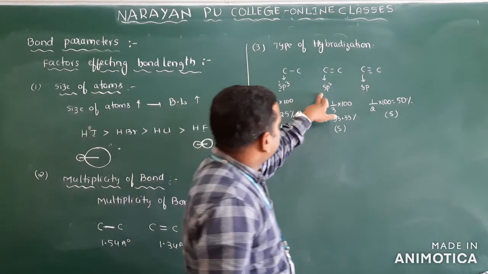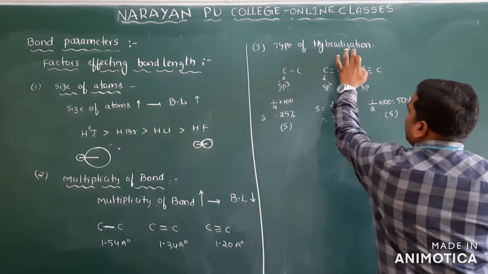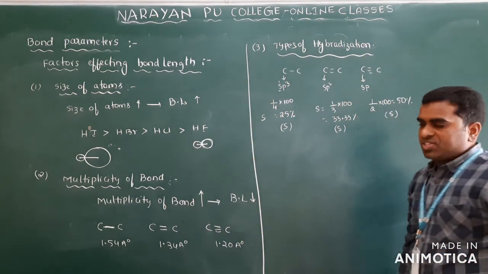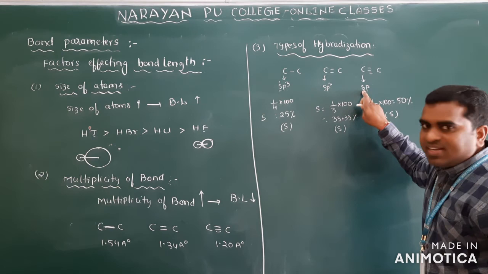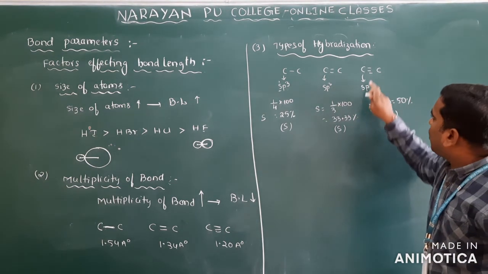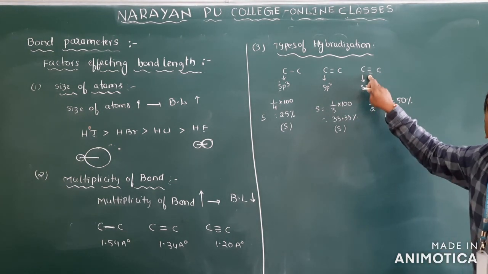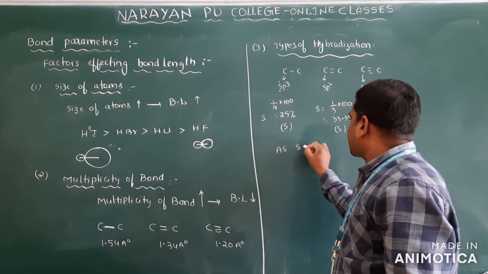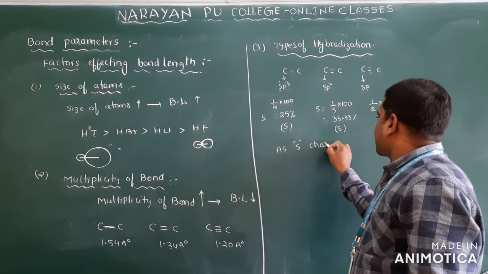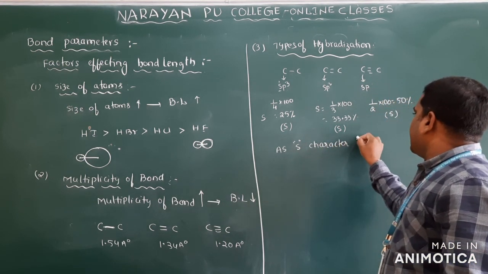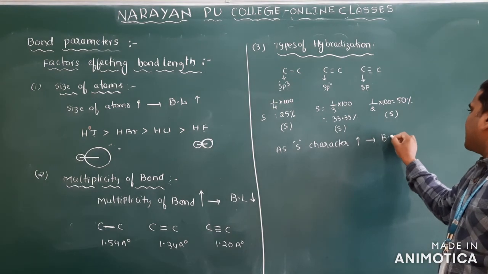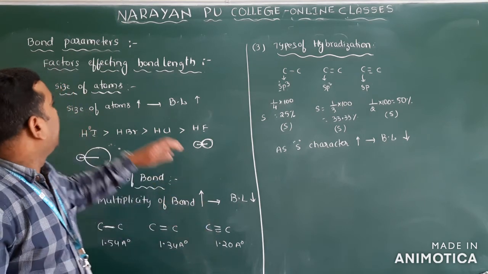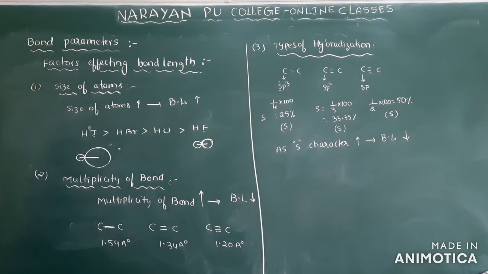So here sp3, sp2, sp are what we call the types of hybridization. Clear? Types of hybridization. As the s character increases, what will happen automatically? The bond length decreases. You write that one: as s character increases, bond length decreases. So these are the main factors which affect the bond length.